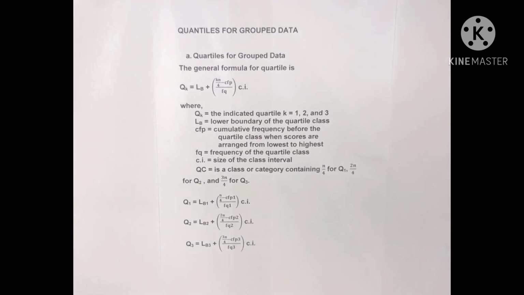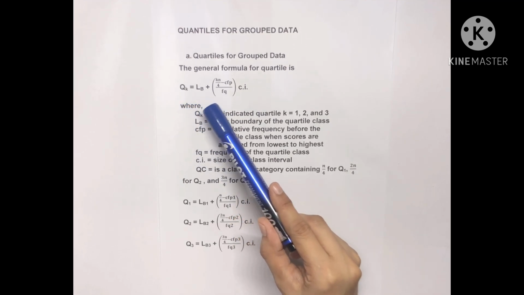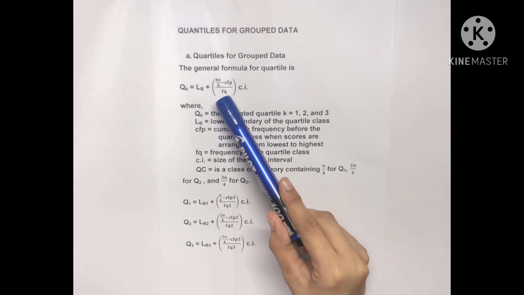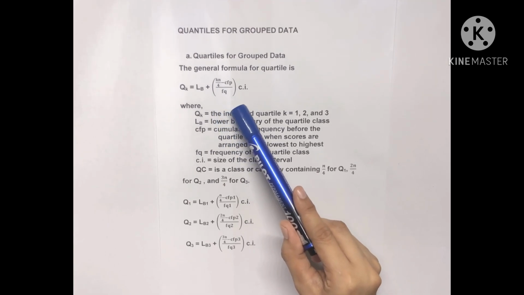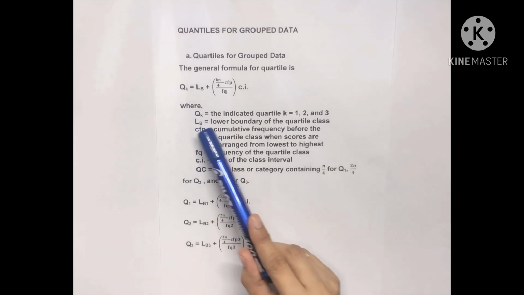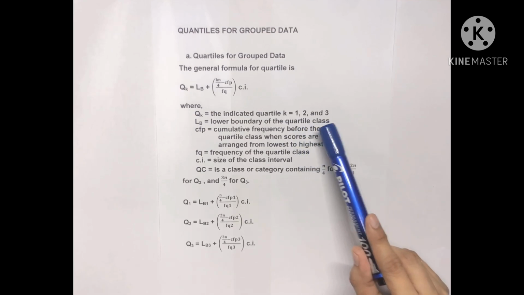Okay, let's proceed to quartiles for grouped data. So the general formula for quartile is, you have to remember this, Q sub k is equal to LB plus the quantity of kn over 4 minus CFP, divided by FQ, times CI. Where Q sub k is the indicated quartile, where k is equal to 1, 2, and 3.